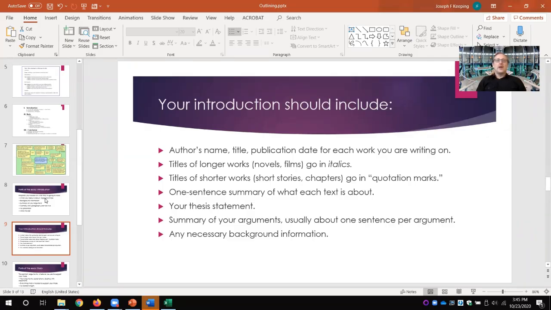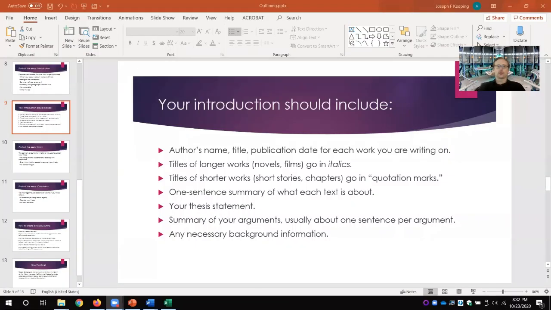Finally, you may need to include in your introductory paragraph some amount of background information that the reader will need to understand your thesis or the reasons for your thesis. If they need a lot of background information, then this background information shouldn't be in your introductory paragraph. It should be in a whole other paragraph. But if you need one or two sentences of background information, that should also go in your introductory paragraph.